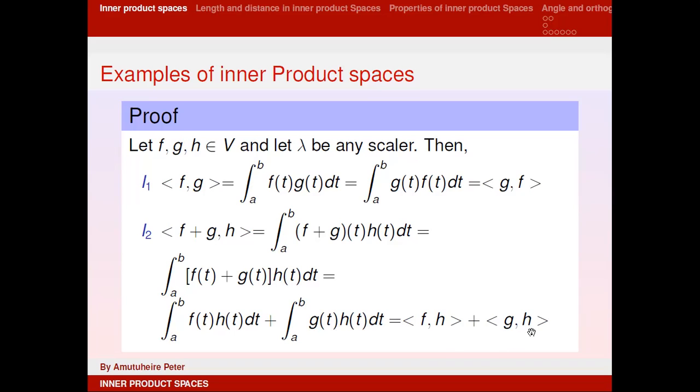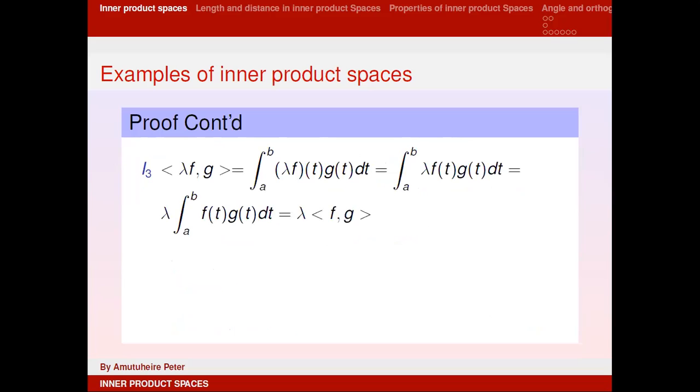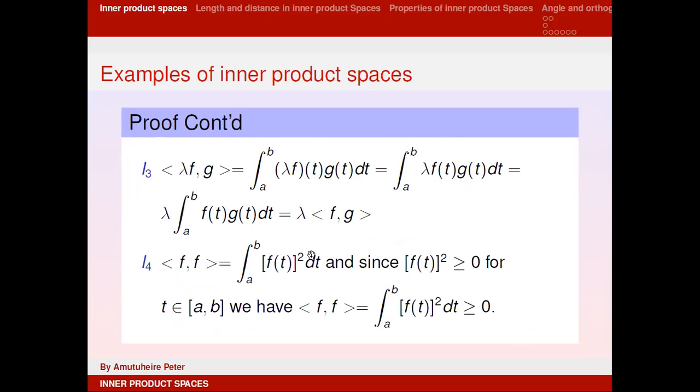Next, we check the other two properties, I3 and I4. I3 is the inner product of one of the vectors times a constant, then times g, and that is defined like that, and we take the constant out. So I3 also holds.